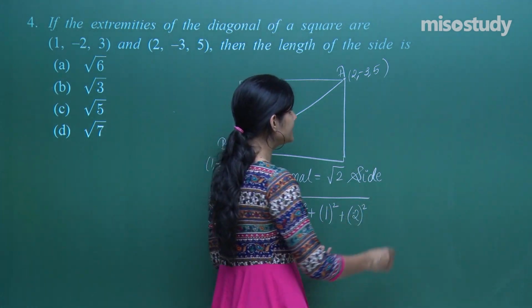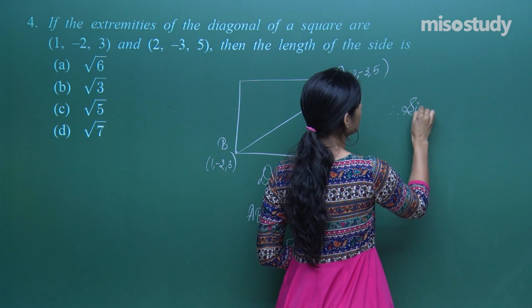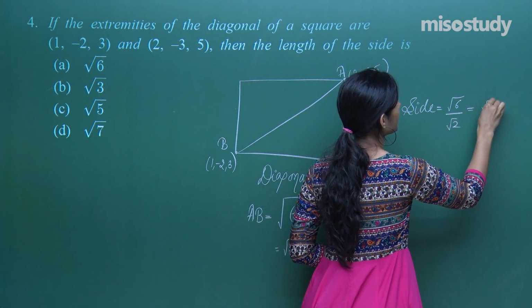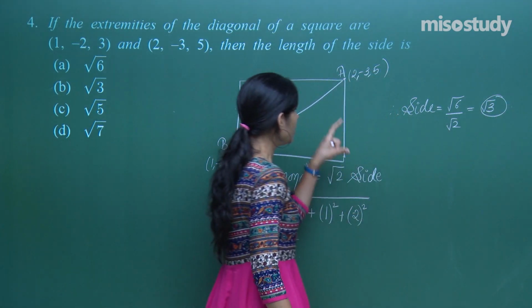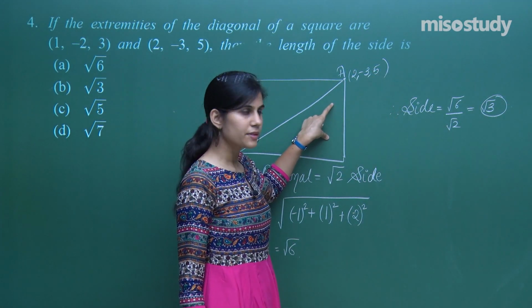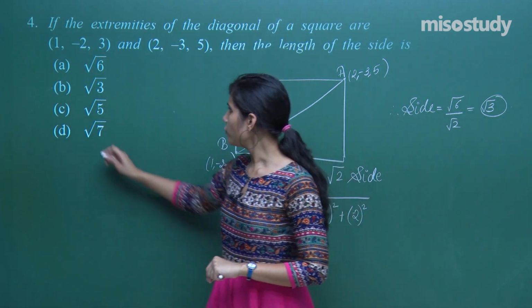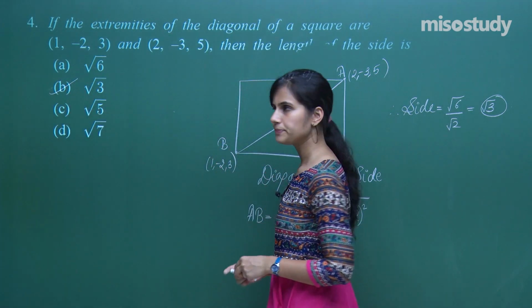You are wanting the side's length. It is root 6 by root 2, which is nothing but root 3. So one side is of length root 3. It's a square, so each side is of length root 3, and therefore root 3 is the correct option.